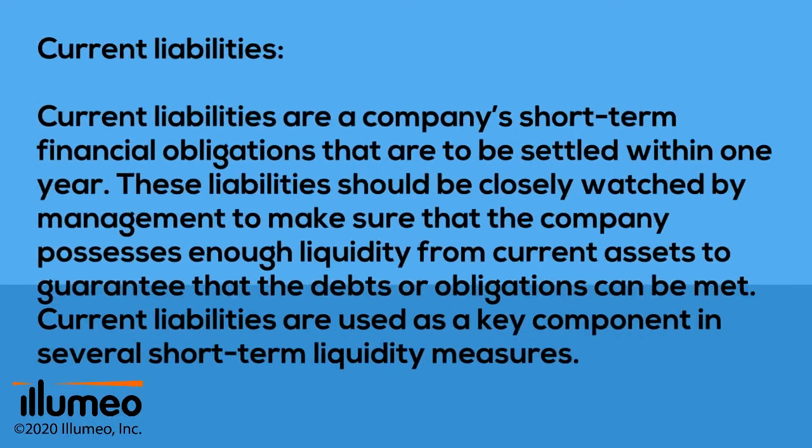Current liabilities. Current liabilities are a company's short-term financial obligations that are to be settled within 1 year. These liabilities should be closely watched by management, to make sure that the company possesses enough liquidity from current assets to guarantee that the debts or obligations can be met. Current liabilities are used as a key component in several short-term liquidity measures.